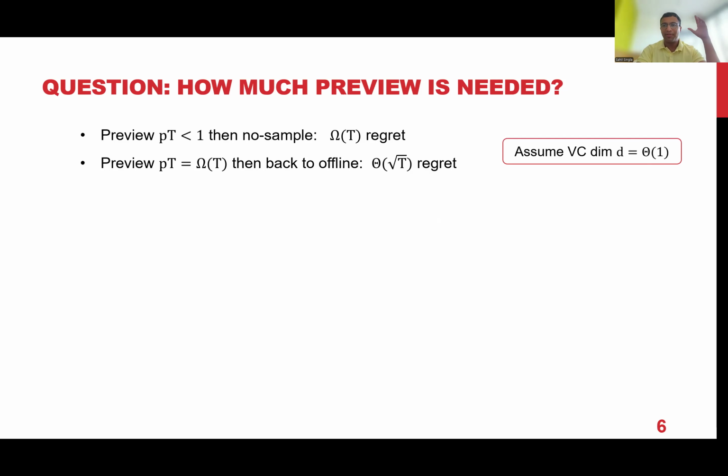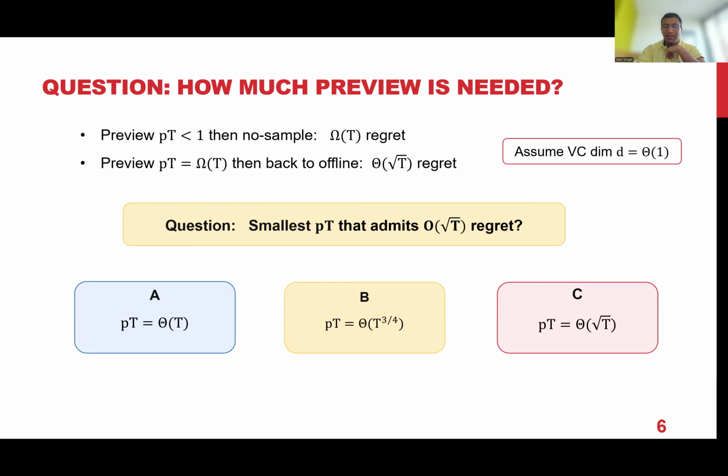For simplicity again, keep the threshold example in mind, which has VC dimension 1. So the real question is what happens if P is somewhere in between? If P is extremely small, nothing can be done. If P is significantly large, then you're back to square root T and the problem is trivial. The question is really how large P, or P times T, needs to be. There's a precise question which I would encourage you to try to answer.